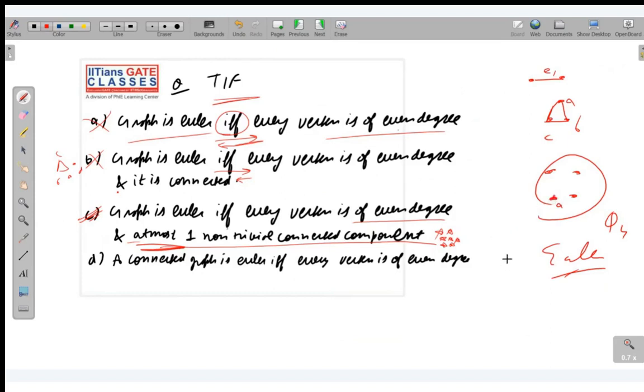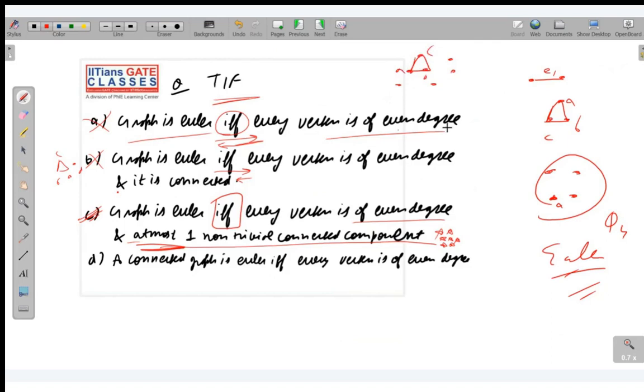So that is the way you can check. So it is trivially, no problem. It is Euler. So this is a very beautiful statement. A graph is Euler if and only if every vertex is of even degree and there is at most one non-trivial connected component. So this is also Euler. Okay, no problem. A, B, C, and the rest are all trivial components.